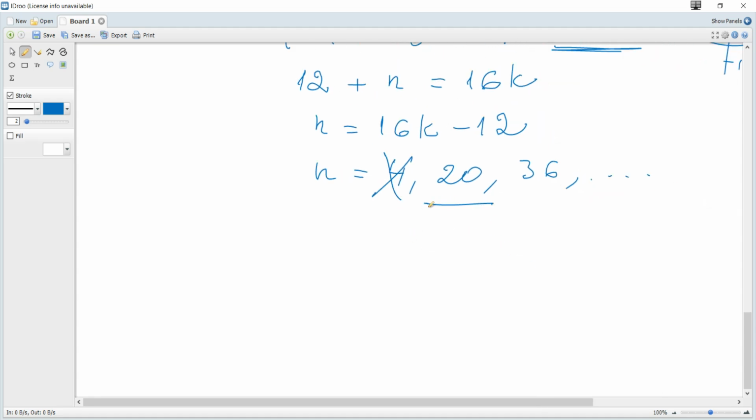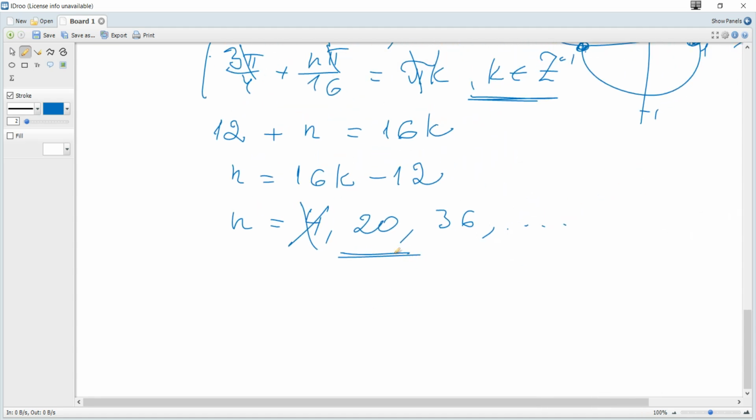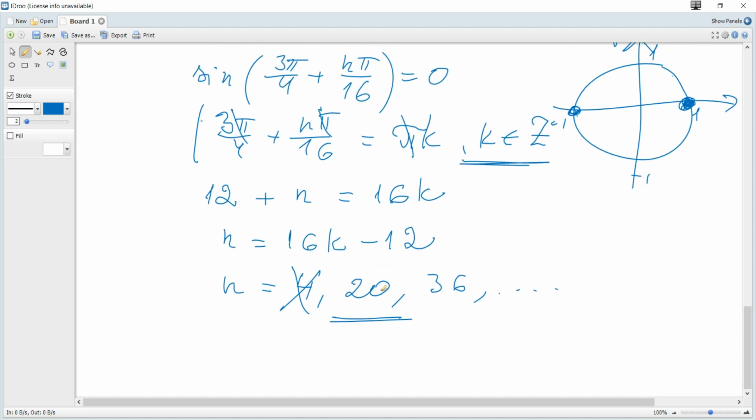And definitely the answer will be 20, but let's check. Just from experience, you may remember that for such type of questions, it's enough to check only 2 n values, because if the first is not, for the first it becomes negative, definitely for the next it will be positive.